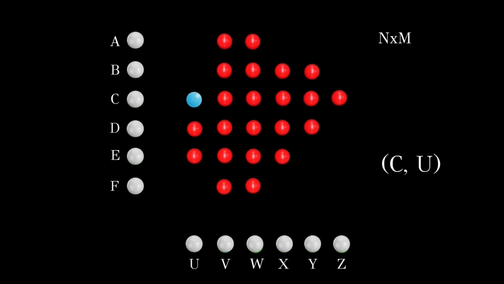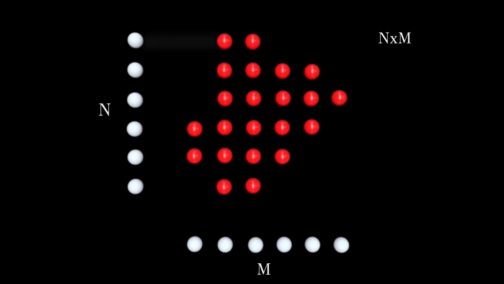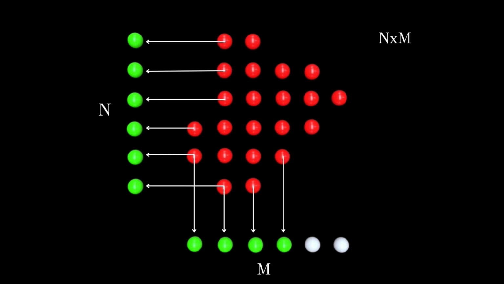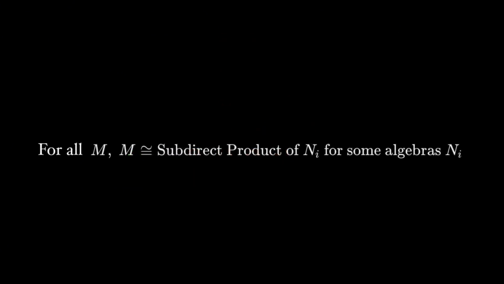Not all subsets are subdirect products. They must also have algebraic structure. Moreover, we must be able to obtain every element of each component, in this case n and m, by projecting onto the component. This works with any number of components. The nice thing is, given any model, there always exists a subdirect decomposition.